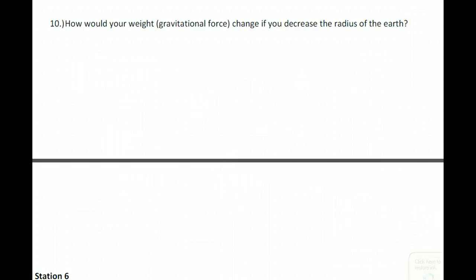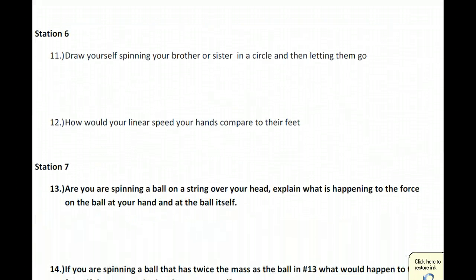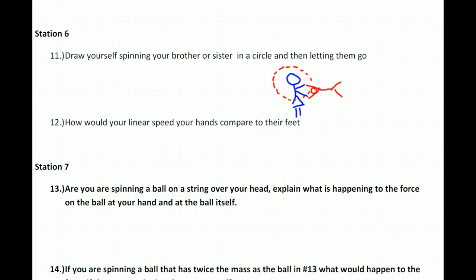Duh. All right, number 11, draw yourself spinning your brother or your sister in a circle and then letting them go. So my sister's almost 40, so this would be really hard. I'm going to draw a little head there, little body. Yay! So if I let go right here, my sister would go, and she'd just keep going, except she'd fall down because of gravity.